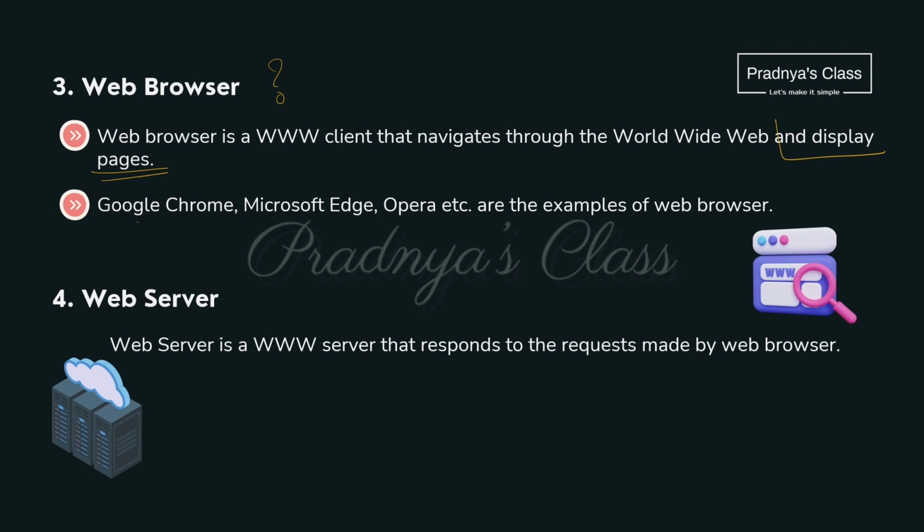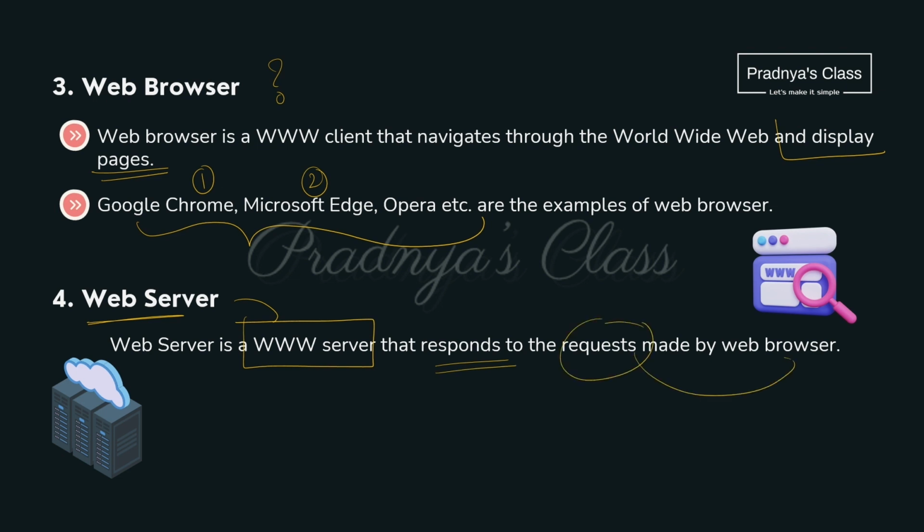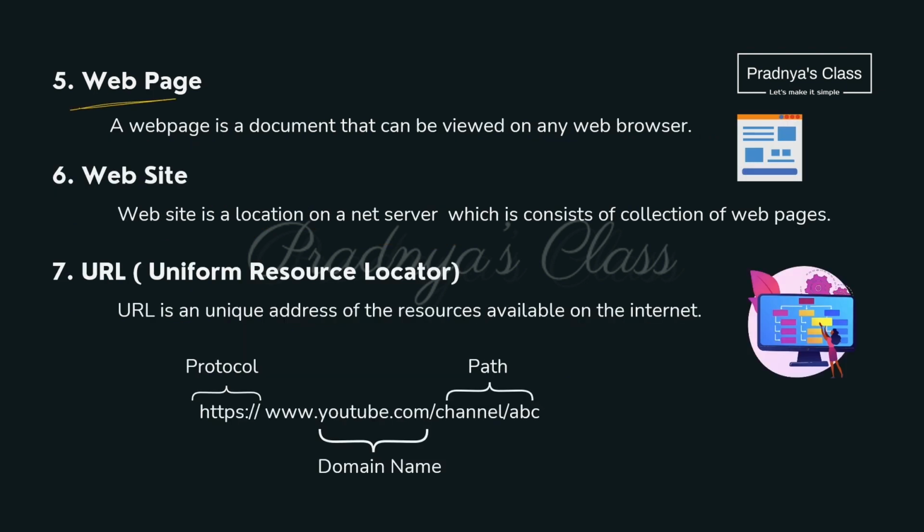Here are some examples of web browsers. Any two names are sufficient: Google Chrome and Microsoft Edge. The next term is web server. It is a www server. It will give response for the request made by the browser. The fifth term we are going to discuss is web page. Web page is nothing but a document on the internet. Then what is website? It is nothing but a collection of web pages. Just like a book, it is a collection of pages.